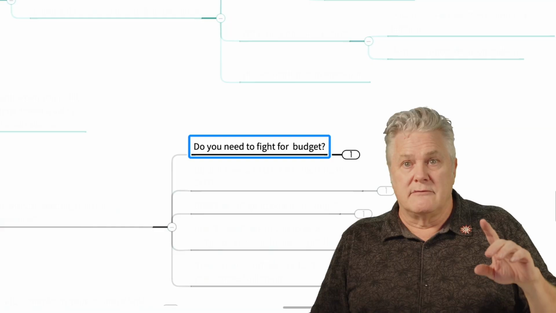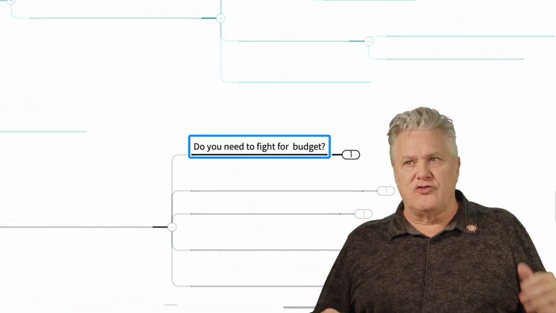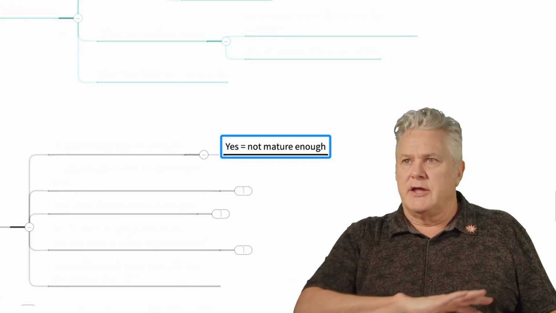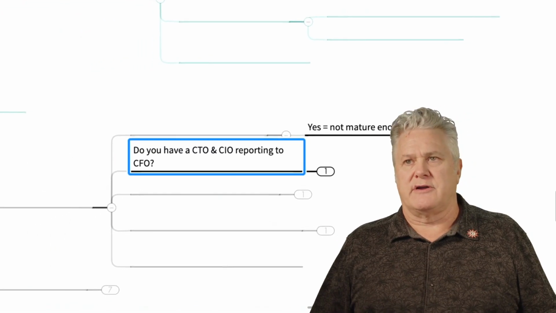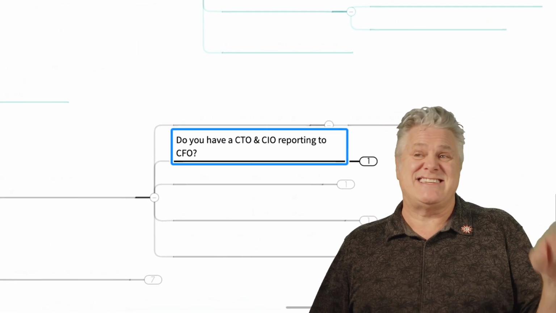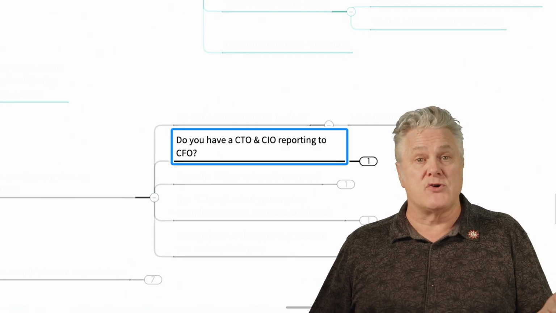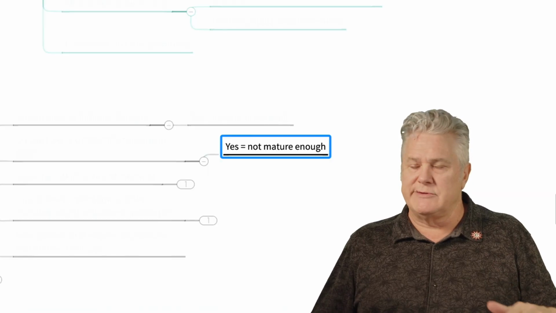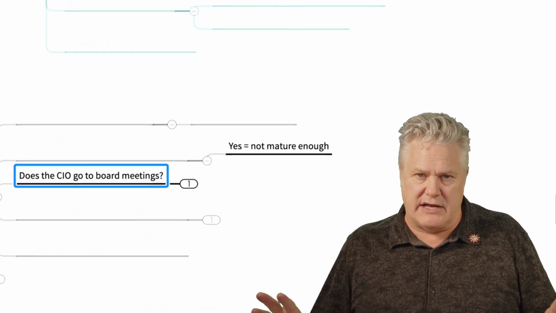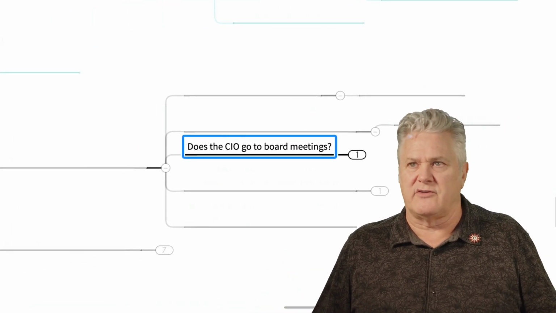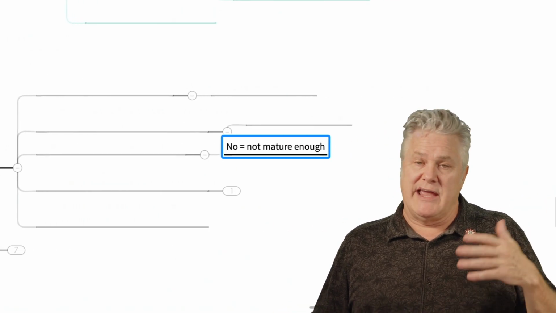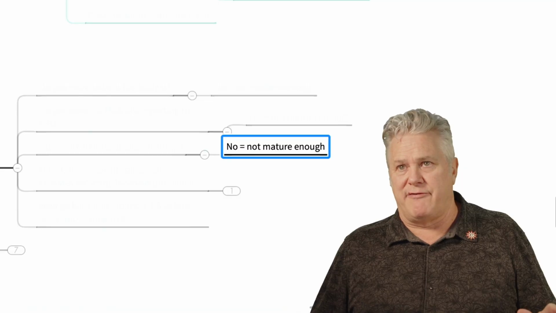Okay. Right now, in your organization, do you need to fight for budget? If the answer is yes, you're not mature enough for enterprise architecture. Okay, do you have a CTO or a CIO that reports to a CFO? If the answer is yes to that one, you're not mature enough. You don't understand that you need it, or your organization doesn't. Does the CIO go to board meetings? If the answer is no, you're not mature enough.